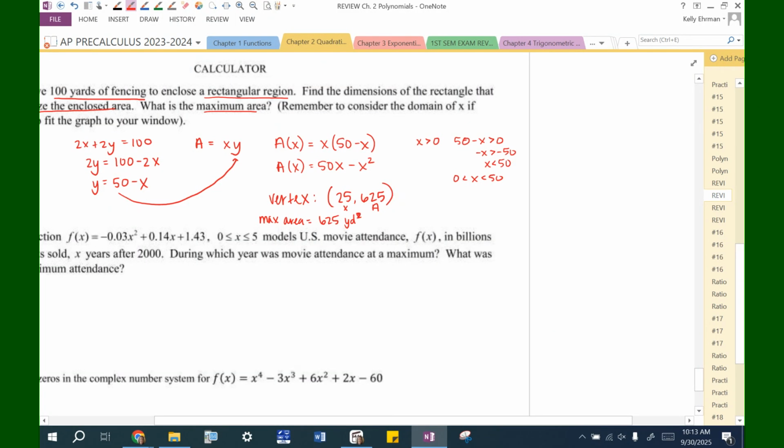Remember to label. And then the dimensions are x equals 25 feet. No, not feet, yards. And y equals 25 yards.